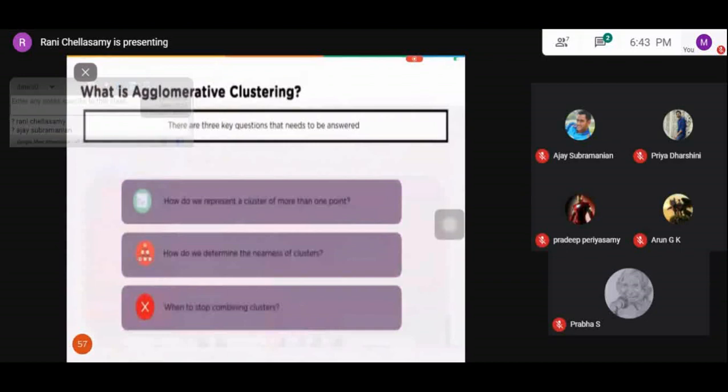So next, what is agglomerative clustering? This is one type of hierarchical clustering. There are 3 questions that need to be answered. First question: how do we represent a cluster of more than 1 point? The second: how do we determine the nearness of the clusters? And the third: when to stop combining the clusters?